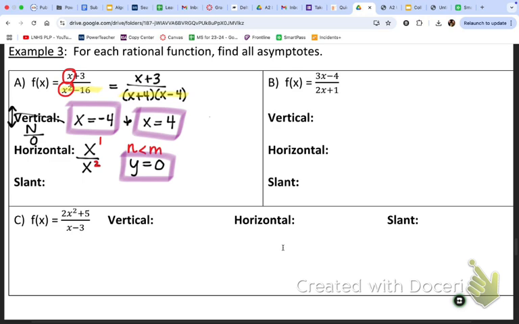So since there was a horizontal asymptote, there is not a slant asymptote. Okay? You can cross it out. You have one or the other, not both. But you might have more than one vertical asymptote. That's fun. All right. I'm going to let you try the next one.